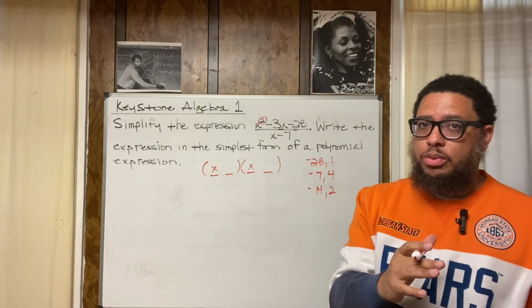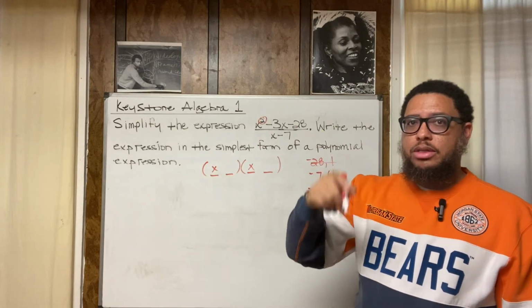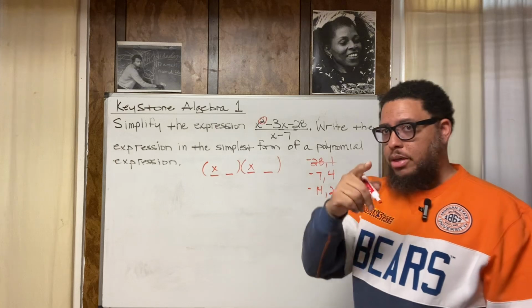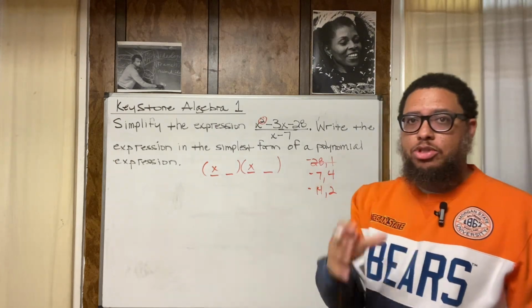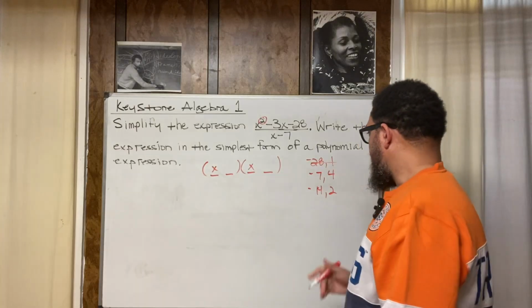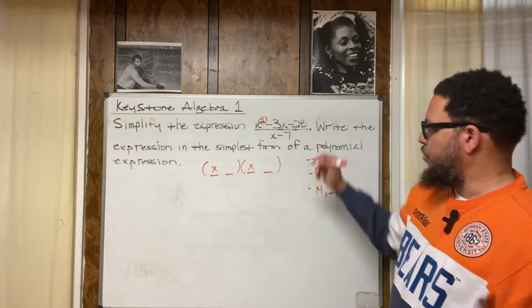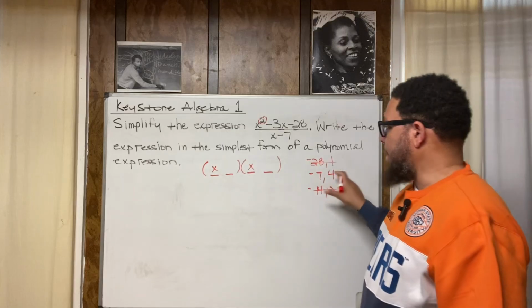If you don't understand how to do that, go into one of the playlists I have on here dealing with adding and subtracting real numbers. All right? And get familiar with how to add and subtract positive and negative numbers. That's mandatory. All right, so negative 7 and 4. We don't got to worry about negative 14 and 2 because you know that don't add up to negative 3 neither.